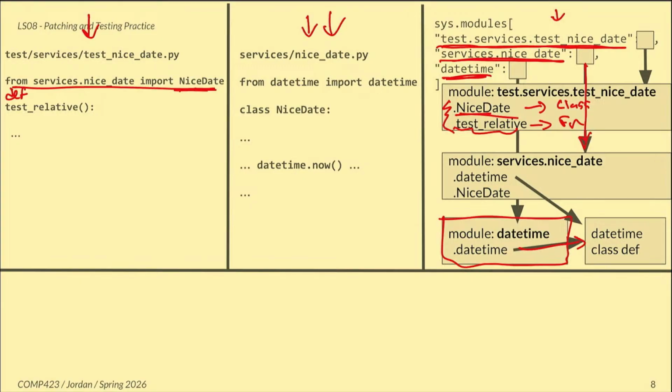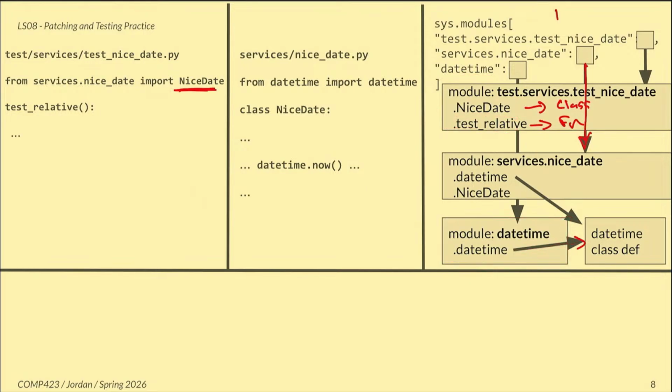So notice that in the path towards actually overriding what it means when we call a method on our datetime object that's in the services.nicedate, we're going to have to be very careful. If we overwrite this and bind it to something new, we want to be sure we're targeting that particular connection and not the one that's in the datetime module, right?